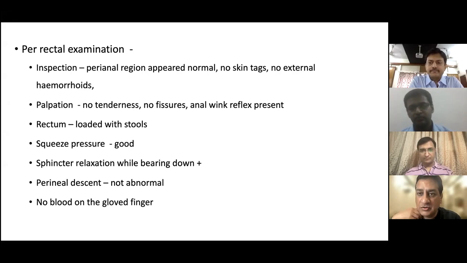Similarly, if you find that pelvic descent is inadequate or excessive, or there is a rectal prolapse, this particular examination adds a lot of value to the diagnosis. And those people who work on GI physiology believe in the importance of PR in making a diagnosis in constipation, right? And the third thing that was said: the rectum is loaded with stool.